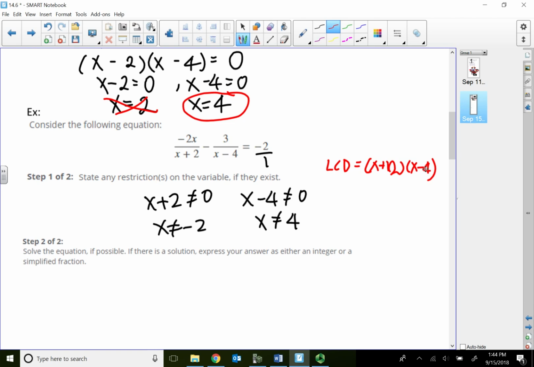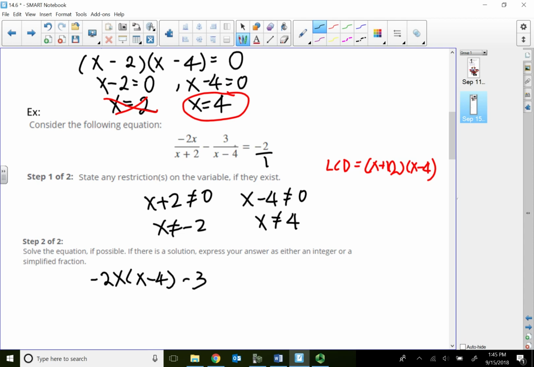So when I take my LCD, multiply every term. With my LCD times the first term, the plus 2 will cancel out. So that leaves me with x minus 4 times negative 2x. Or you can say, what does the LCD have that my first denominator does not have? It does not have x minus 4. Take that times my numerator, minus 3 times.